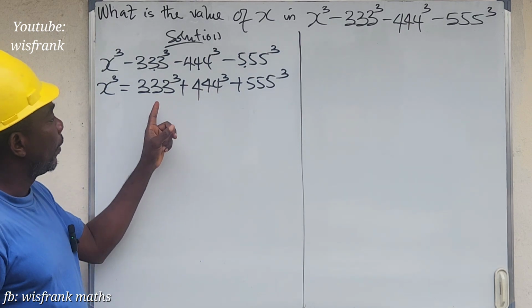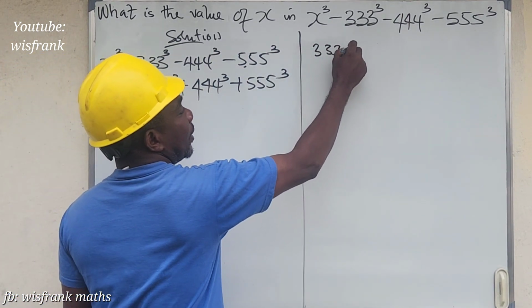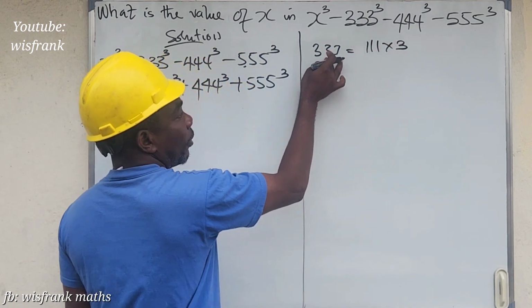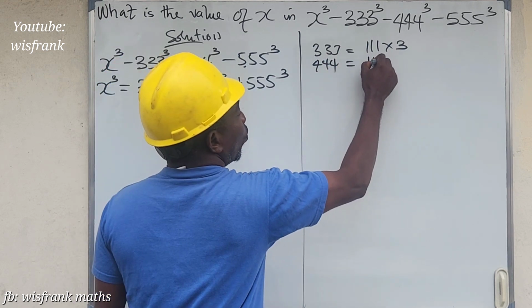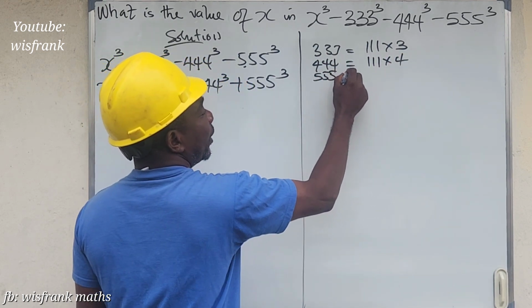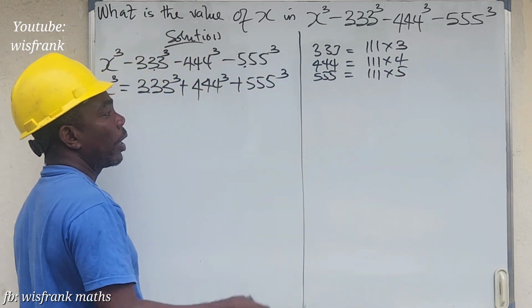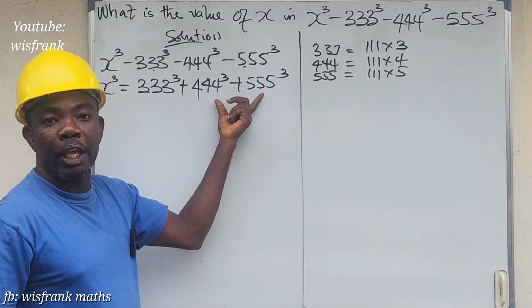So in this case, you can see that 333 is the same thing as 111 times 3, which gives us 333. 444 is the same thing as 111 times 4. Likewise, 555 is the same thing as 111 times 5. So this is what we have. We are going to replace this in this equation.